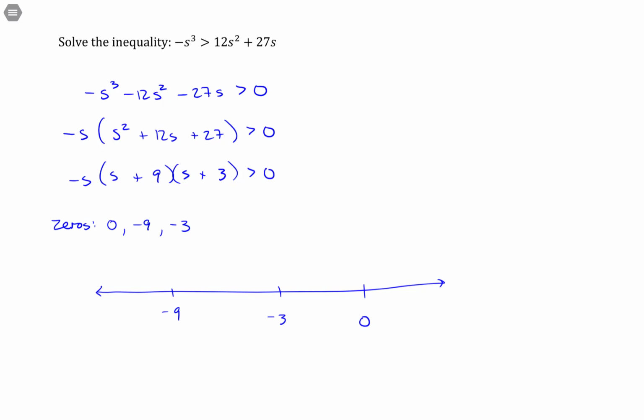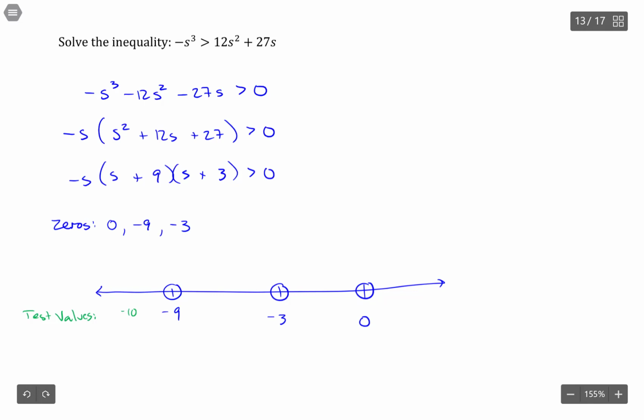Now I'm looking for values that are greater than 0 here. So all of these would be equal to 0, so I would not include these in any solution. So I can go ahead and put open circles around those. The rest of the values are intervals, and I need to pick test values within each interval. So negative 10 is on the interval from negative infinity to negative 9. Negative 4 would be on this interval, negative 1, and say positive 1. I just generally pick the easiest value that I can out of each.